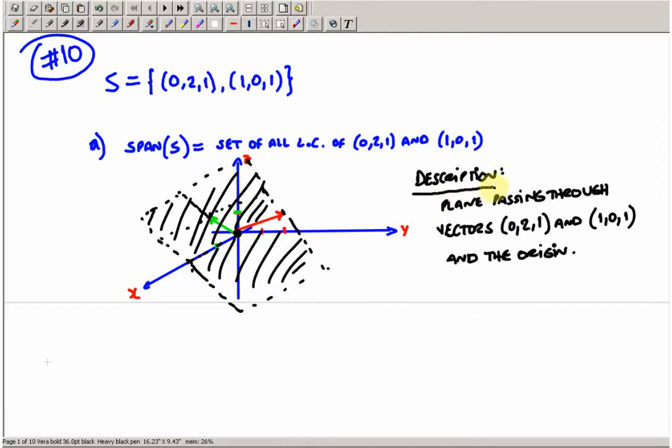All right, so the description could be this one: the plane passing through those two points in R3 and the origin. So that's the plane. That's part A.